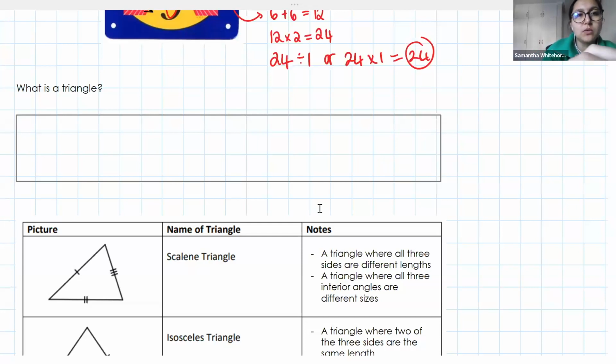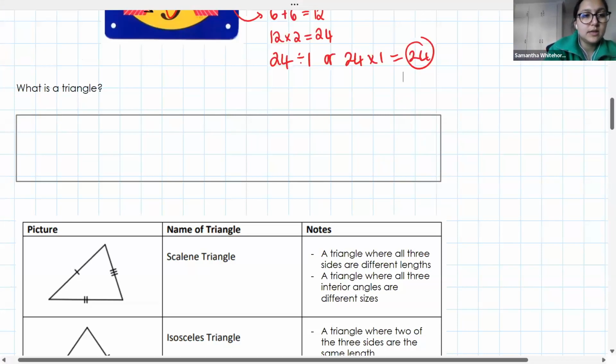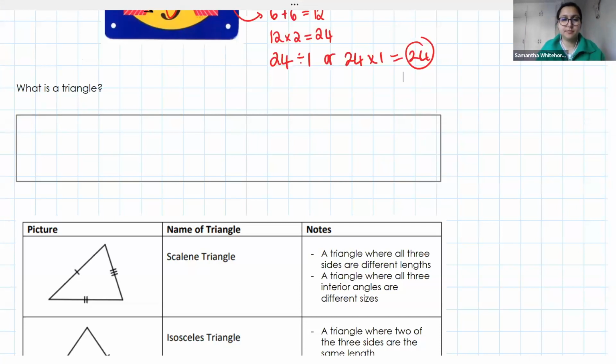I think we all sort of know, but in the chat, what is a triangle? Can someone in the chat give me a definition for what a triangle is? So you can put it in the chat for me. What is a triangle?